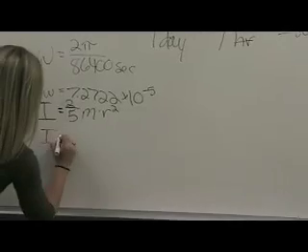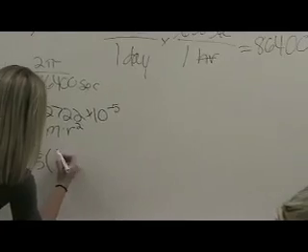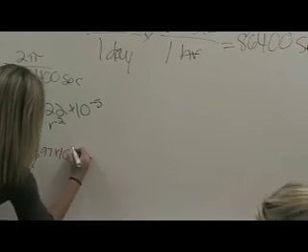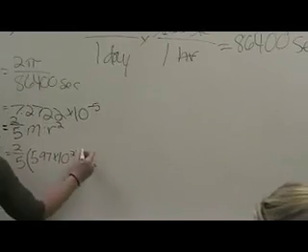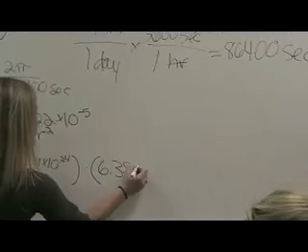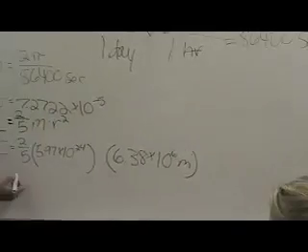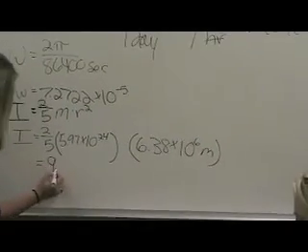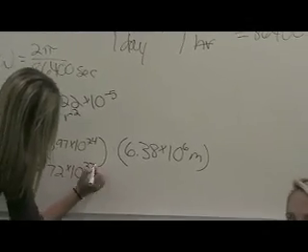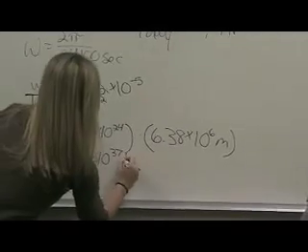The mass of the Earth was given, what is that one more time? 5.97 times 10 to the 24th. And the radius of its axis is 6.38 times 10 to the 6 meters. So all that calculated out equals 9.72 times 10 to the 37th. Do you know the unit on that? Kilogram meter squared. Very good.